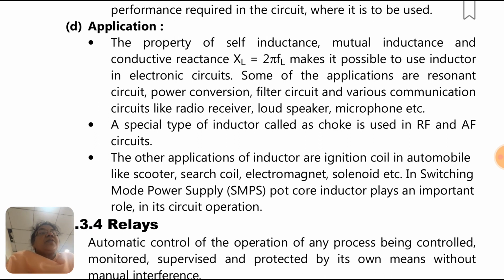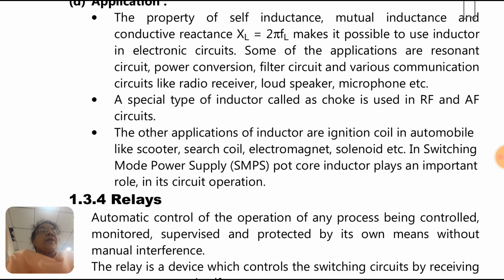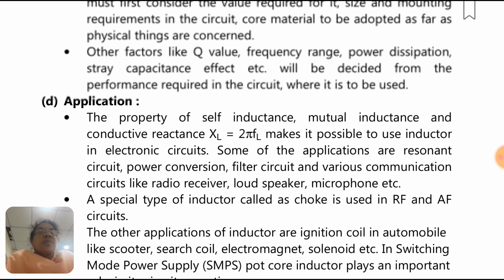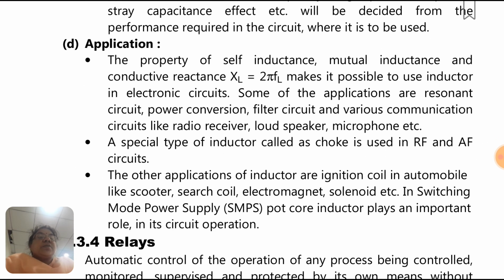The properties of self-inductance, mutual inductance and inductive reactance XL equals 2 pi f L make it possible to use inductors in electronic circuits. Some of the applications are resonant circuits, power conversion, filter circuits and various communication circuits like radio receiver, loudspeaker, microphone, etc. A special type of inductor called a choke is used in RF and AF circuits. The other applications are ignition coil in automobiles like scooters, surge coil, electromagnet, solenoid, etc. In switching mode power supply, the pot core inductor plays an important role in circuit operation. So this is all about inductors.